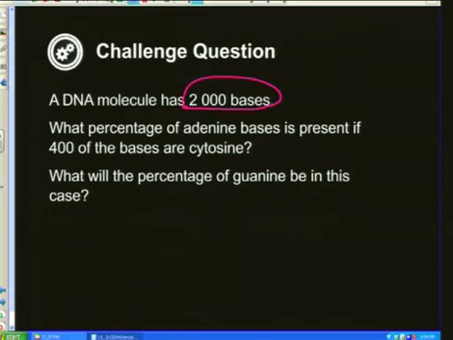What percentage of adenine bases is present if 400 of the bases are cytosine? That's the first part of the question. The second part of the question: what will be the percentage of guanine in this case?